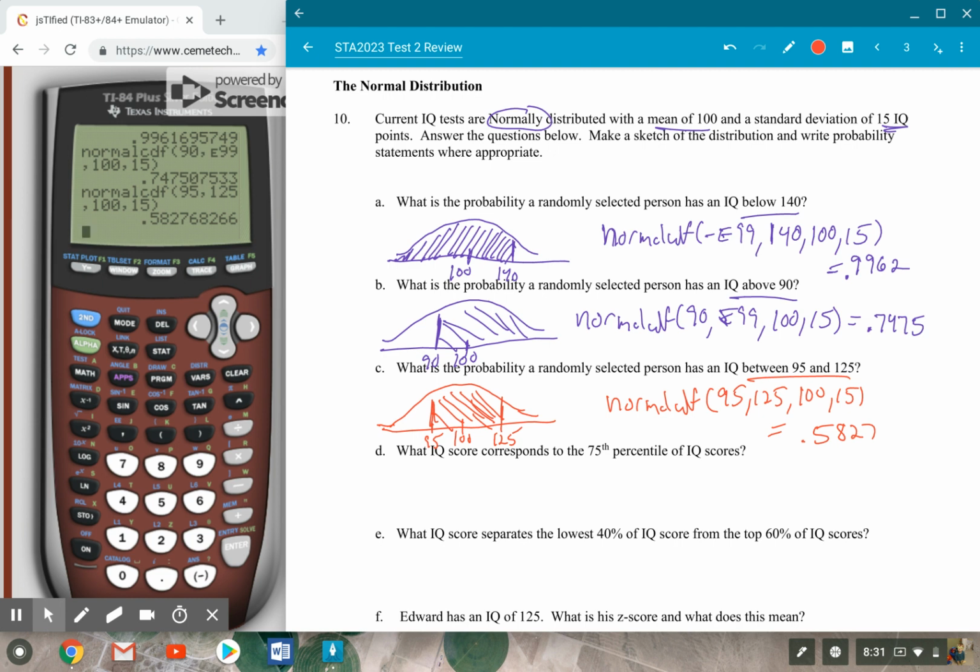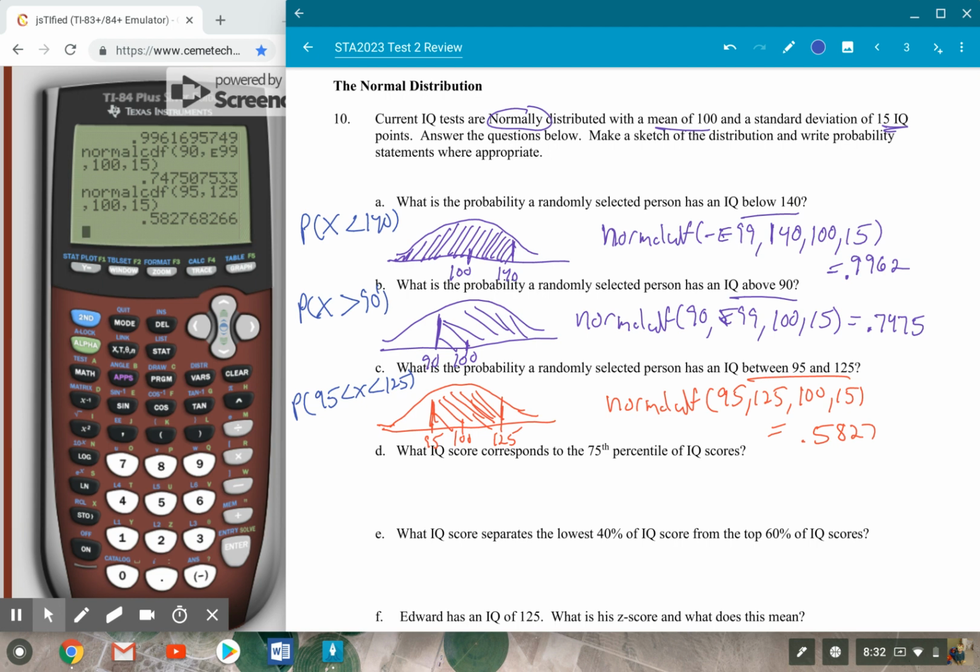Moving to D. Oh, I'm sorry. Before I move to that one, I forgot to write the probability statements above. Here for A, we're looking below 140. So this is probability that X, your random variable, is below or less than 140. B is probability that X is greater than 90 because we're looking above 90. And on C, probability that X is in between 95 and 125. So I'd say 95 less than X less than 125. So my X is between those.